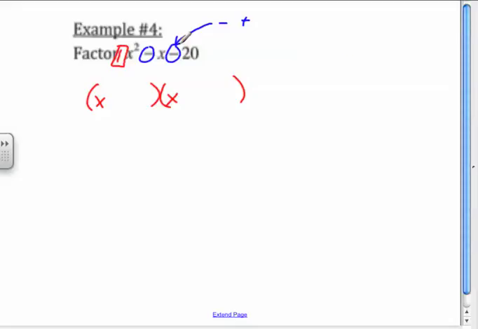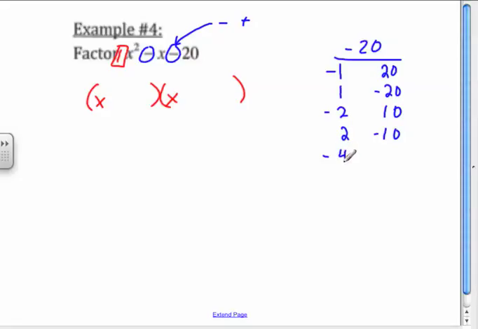So let's look at negative 20. Now, it could be negative 1 times 20, or it could be 1 times negative 20. Now I'm doubling the pairs, because either one of them could be negative. We have to see which pair gives us the right middle term. It could be negative 2 positive 10 or 2 negative 10. Either of those gives me negative 20. It could be negative 4 positive 5 or 4 negative 5.